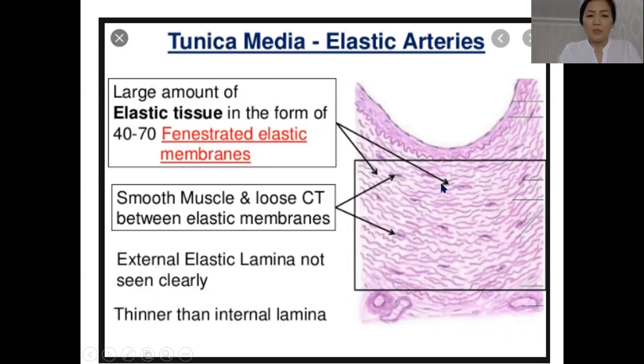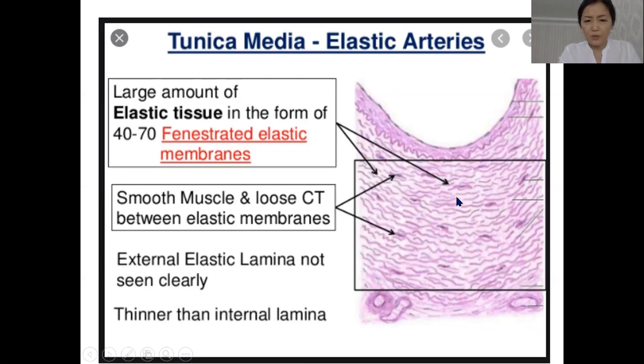Tunica media consists of fenestrated elastic membranes. These all are fenestrated elastic membranes. There is elastic tissue. These are elastic fibers, or we can say elastic tissue. They form 14 to 70 fenestrated elastic membranes. Besides these membranes, there are smooth muscle and connective tissue.